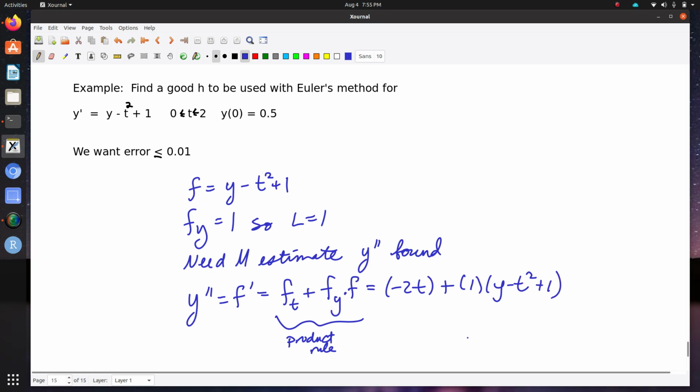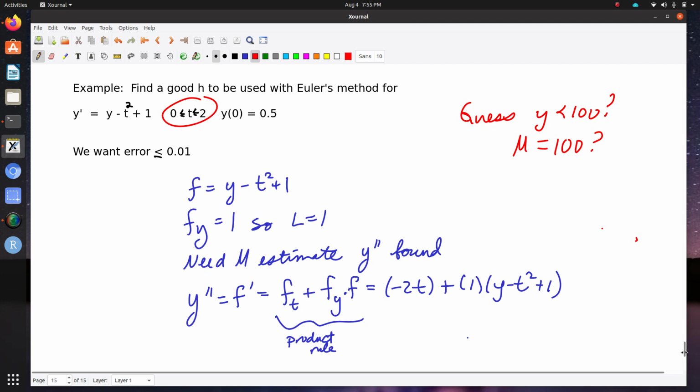Okay, so we already had f. We had the derivative of f with respect to t is minus 2t, and we had all these pieces lying around. We can actually solve this, but that's kind of cheating. So let me just guess that y is less than 100, just for guessing, and then I can adjust it later if I'm wrong. I know that t is between 0 and 2, so I'm just guessing that maybe M is about 100, and so let's see if this makes any sense.